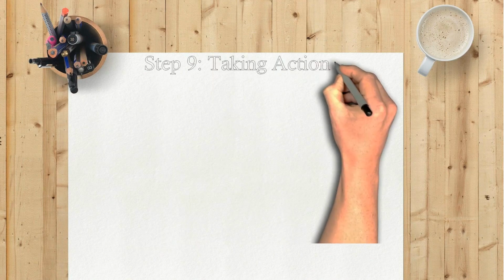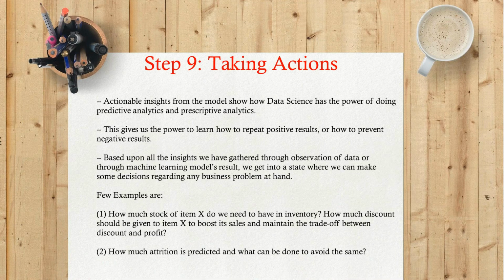Step 9. Taking actions. Actionable insights from the model show how data science has the power of doing predictive analytics and prescriptive analytics. This gives us the power to learn how to repeat positive results, or how to prevent negative results. Based upon all the insights we have gathered through observation of data, or through machine learning models result, we get into a state where we can make some decisions regarding any business problem at hand.